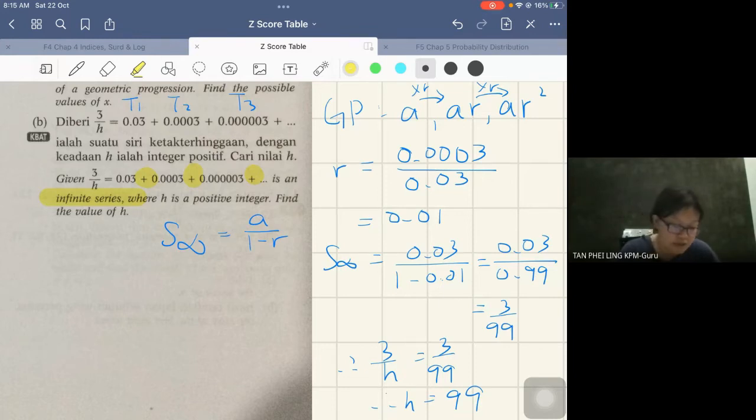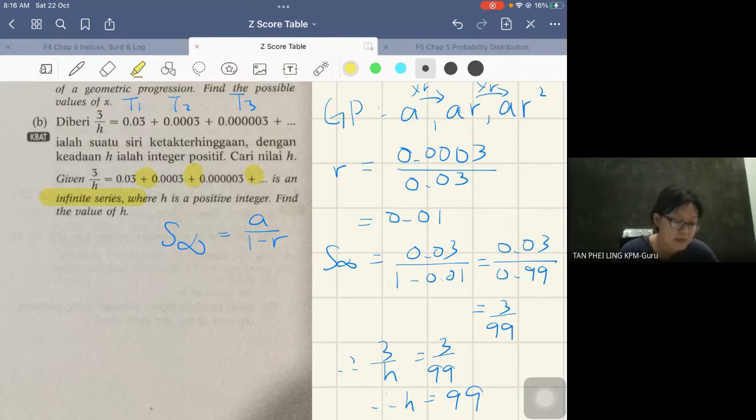This one you can continue to have 0.00000003 like that. Do you get me? That is the infinite thing. You still don't know how many terms are there, but you just know that as you add them, as the numbers become smaller and smaller, you can roughly estimate that they are equal to 3 over 99. That's the whole concept. Is it better now, everybody?